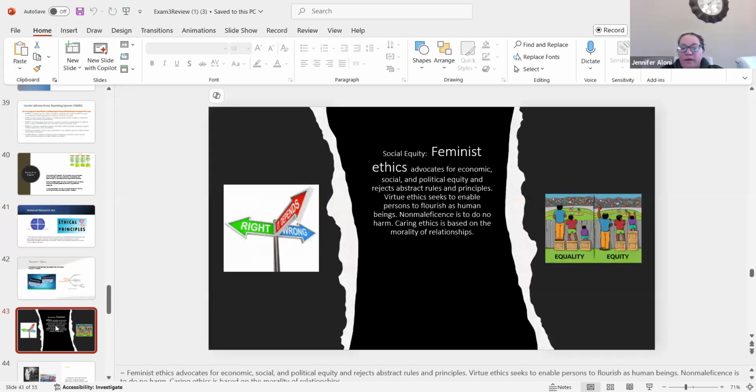We have social equality. We have feminine ethics, which advocates for equality among all, and virtue ethics, seeking to enable persons to flourish. Non-maleficence has the word no in it, so it's going to be no harm. And it's based on the morality of our relationships.